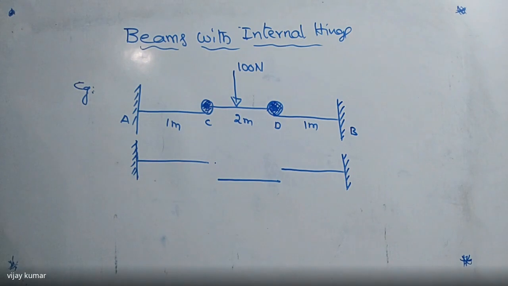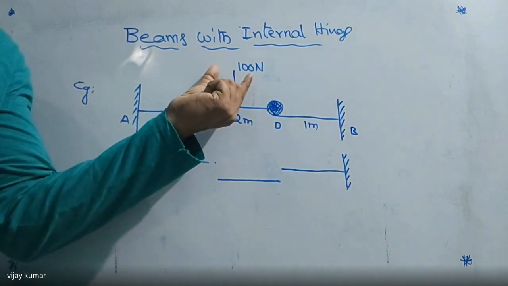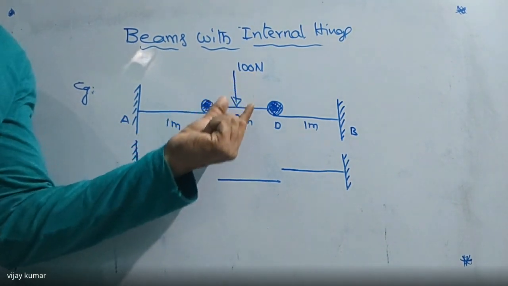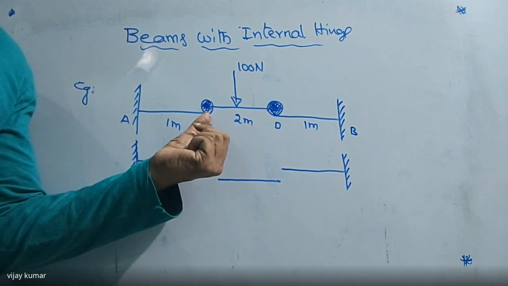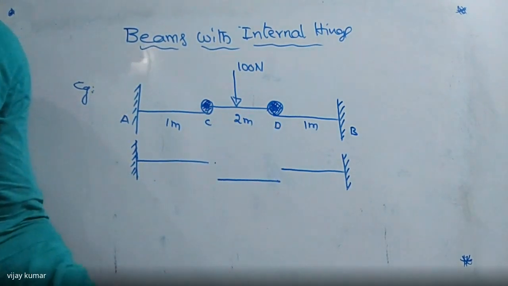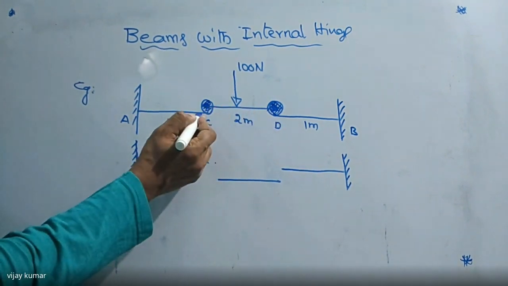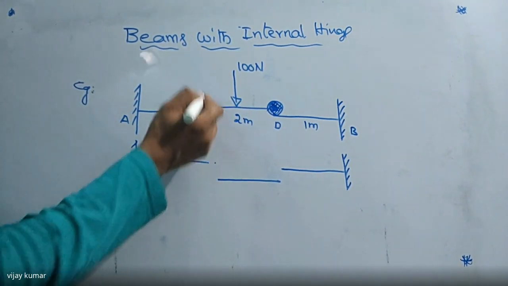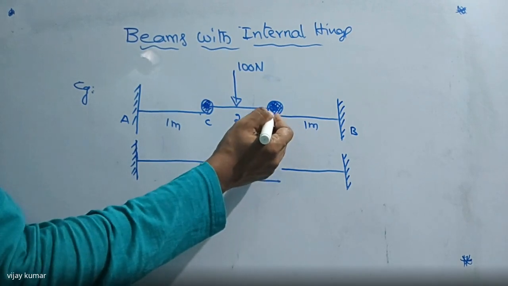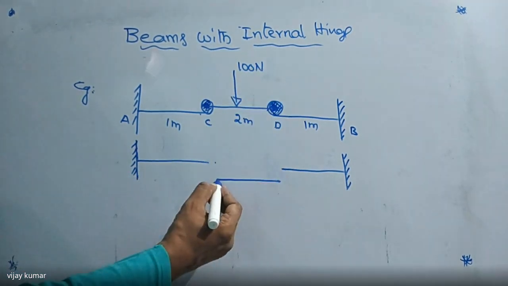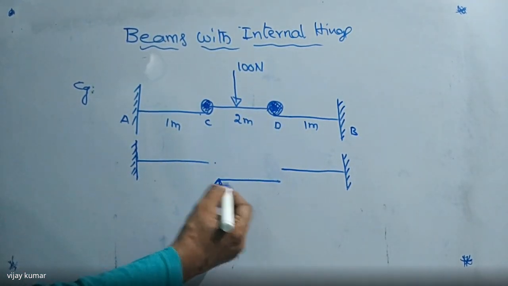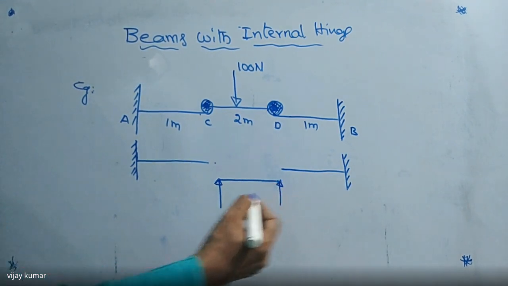Now tell me, when this load is exactly acting at the center, equal to 100, what is the reactive force at C and D? Because when this load is exactly at the center, this bar also gives some reactive force upward. So these are the reactive forces at this point. How much value are these two?